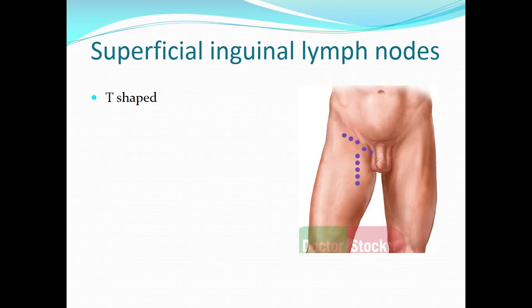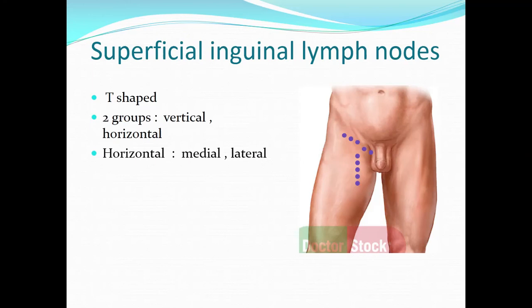This one is divided into two groups. One is the vertical group and another is the horizontal group. The horizontal group is again divided into medial and lateral. So this is lateral and this one is the medial group.